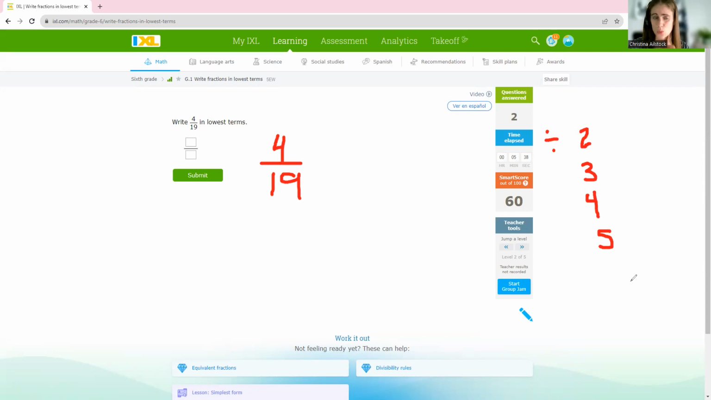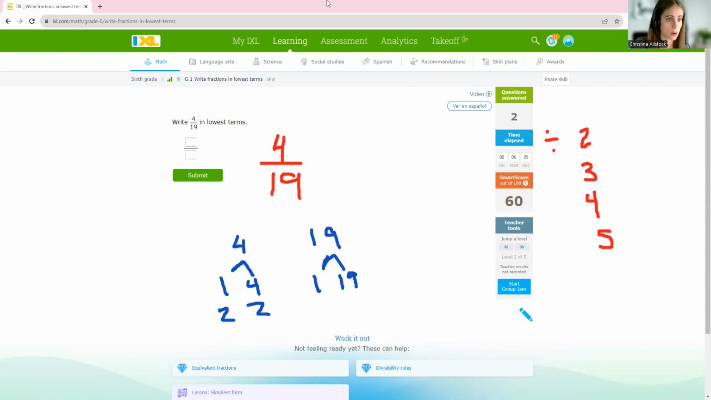All right, well, let's check out the GCF method and see if maybe there's something I'm missing. So if we list our factors of 4, we have 1 and 4 and 2 times 2. That's it. Now, if I list my factors of 19, we have 1 and 19. Is there anything else? No, because 19's prime. I don't have any other factors.